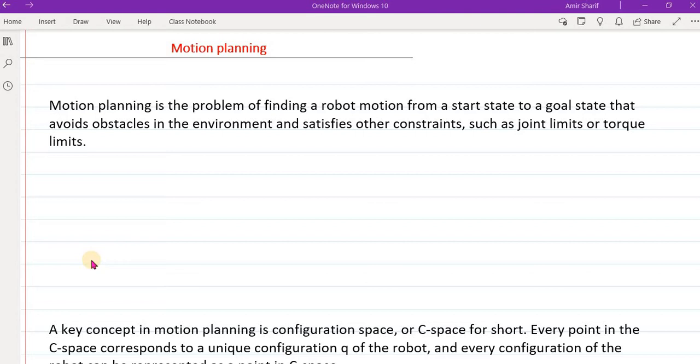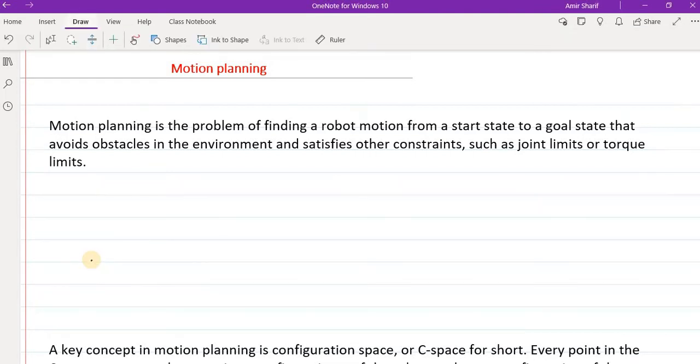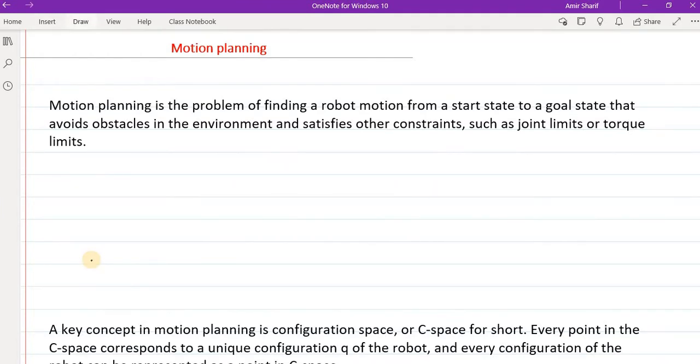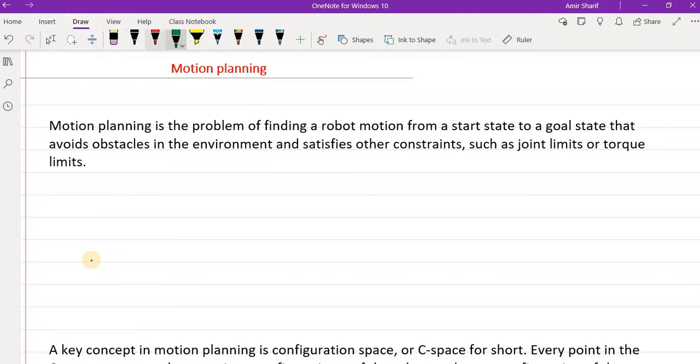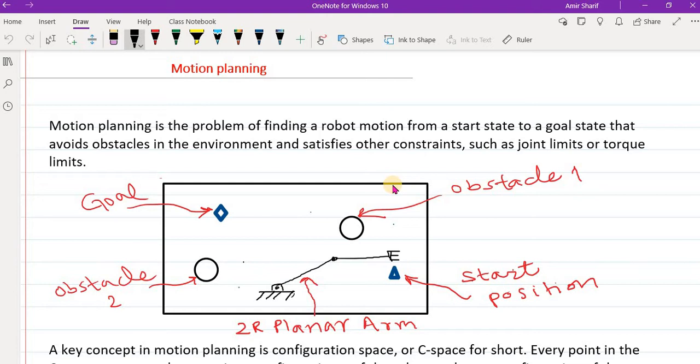So let us consider a 2D environment. Let me draw it. Okay, so here is our 2D world example, and here you can see we have our 2R planar robotic arm, and then we have a start position and a goal position, and also two obstacles, obstacle 1 and obstacle 2.